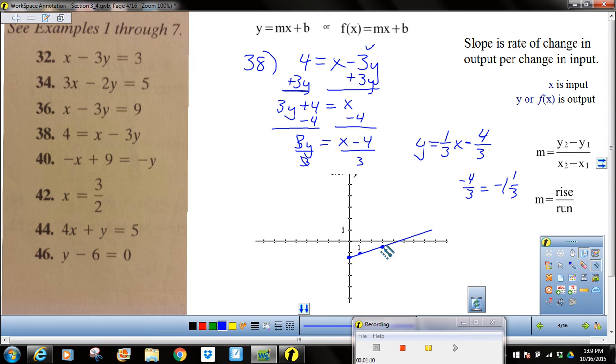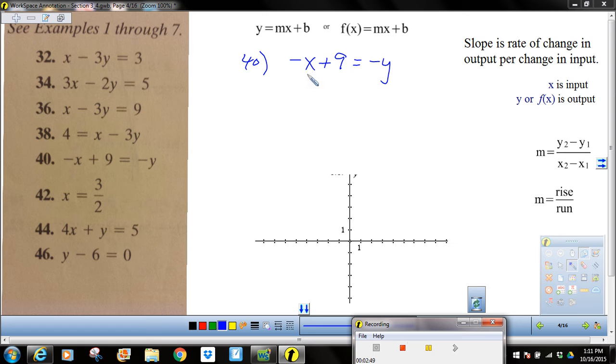It's no surprise that the points lined up. Pretty flat slope, but that's because it's only going up 1/3 for every input. Not a very rapid increase.